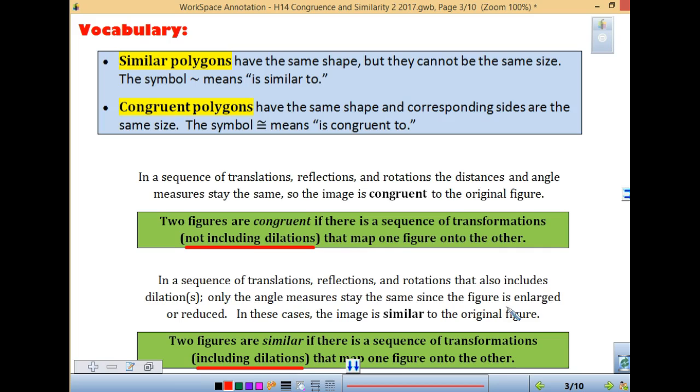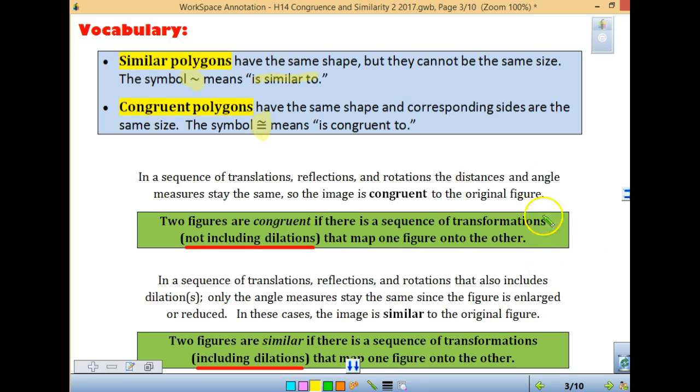Similar polygons. Similar polygons have the same shape, but they cannot be the same size. The symbol squiggle means is similar to. Congruent polygons have the same shape and corresponding sides are the same. And that symbol means is congruent. So you're going to be asked each time to tell me if it's congruent or similar.